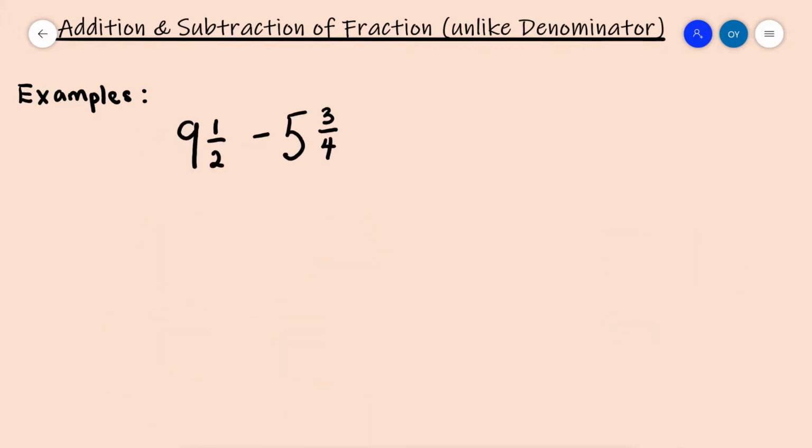Now we have 9 1 over 2 minus 5 3 over 4. Here the fraction 1 over 2 is less than 3 over 4. So it's not possible for us to subtract those fractions. So we borrow 1 from 9. We borrow one whole number, which means we're borrowing 2 over 2. So now plus 1 over 2 minus 5 3 over 4.